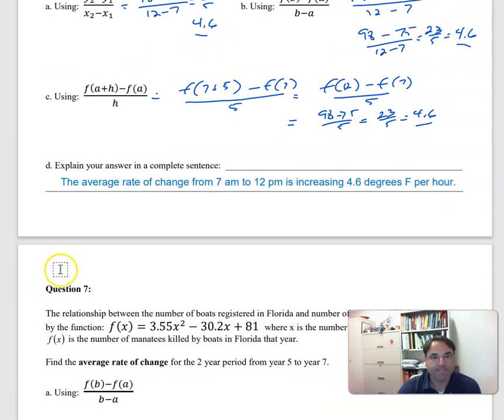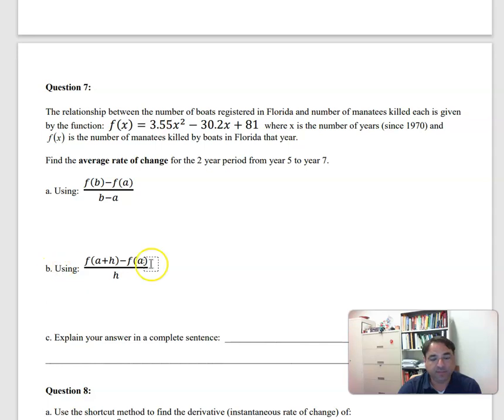Okay. Now, question 7, we're given a function. The relationship between the number of powerboats registered in Florida and the number of manatees killed is given by this function. Okay. Now, what we have is x is number of years, so we'll be clear about that, and f of x is number of manatees killed. So x is number of years, y is number of manatees killed.